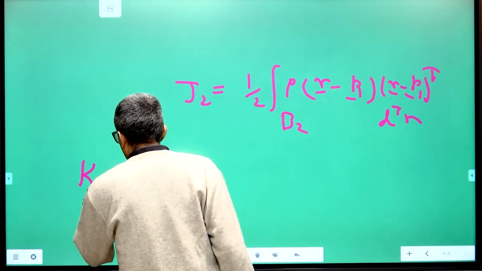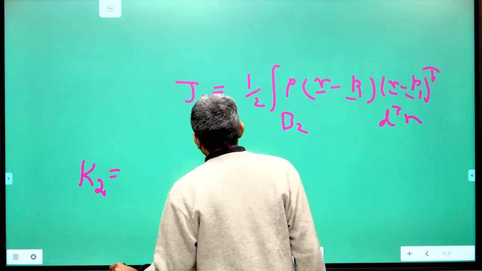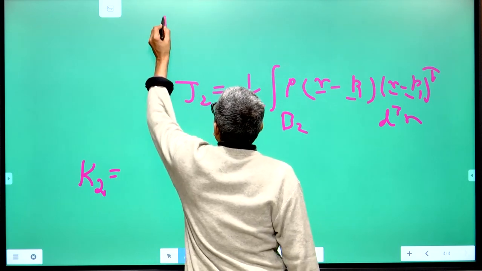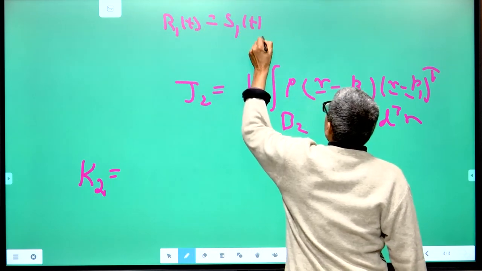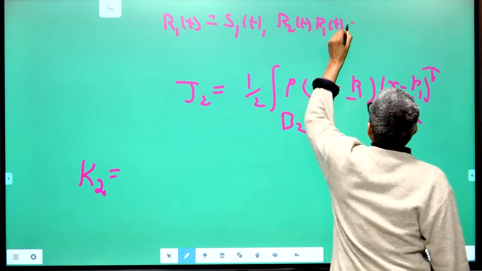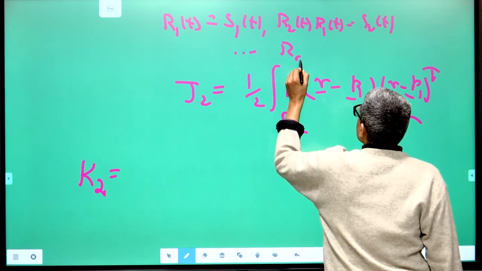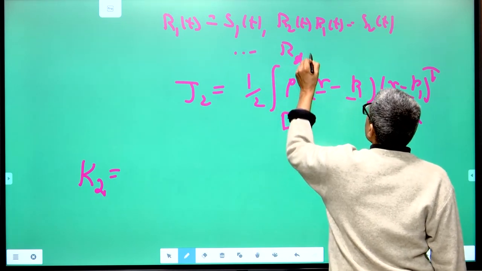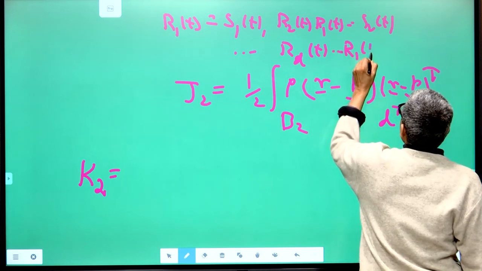In terms of this I can write down that the kinetic energy of the second link is equal to a quadratic form in R1 dash(t), let us call R1(t) as S1, and let us call R2(t) R1(t) as S2(t), and so on. You call the last link, let us say there are D links, so R_D(t) and so on up to R1(t), this is S_D(t).